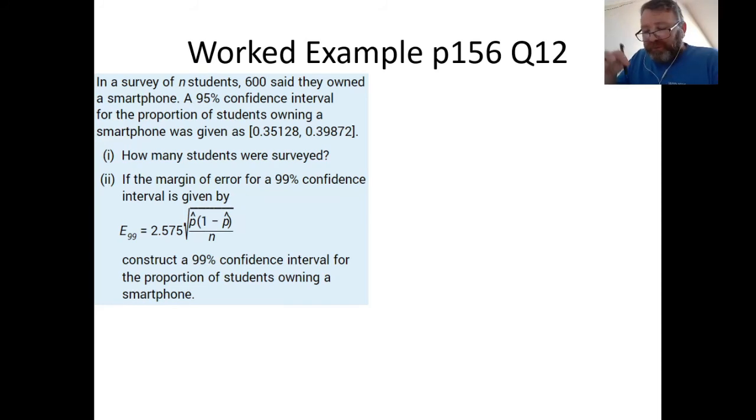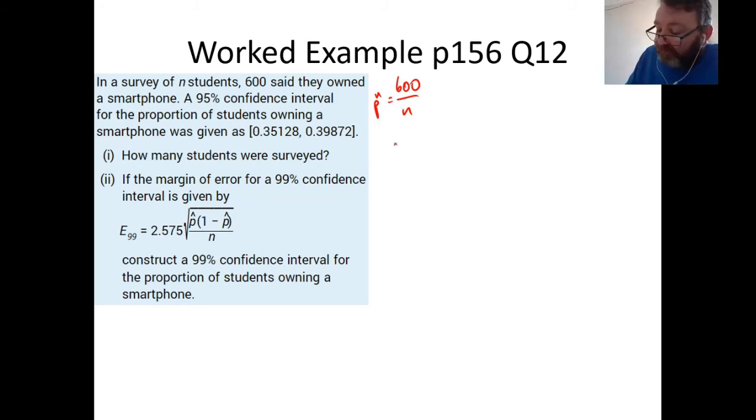But we've got to make sense of what they're telling us in that paragraph. 600 said they owned a smartphone. Now, how many were asked? We don't know. So therefore, that's 600 over N, okay? And that's p hat. So p hat is equal to 600 over N, which means that in this 95% confidence interval, we should be able to find out what p hat is.